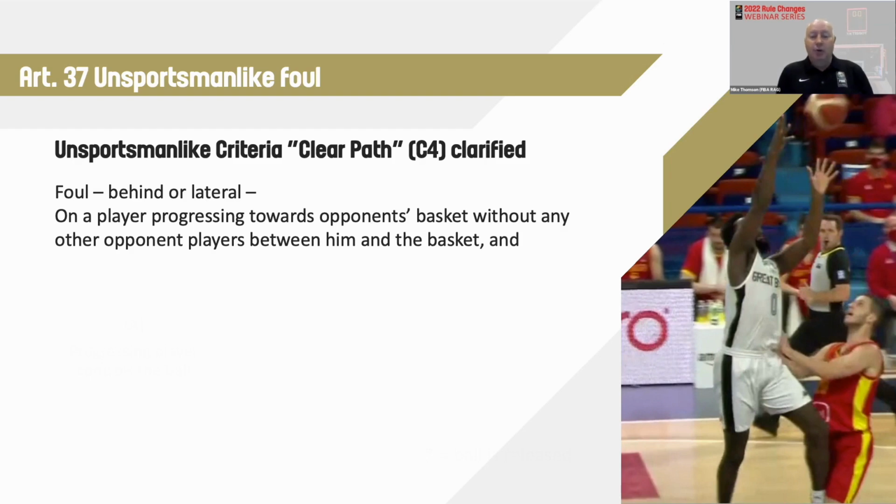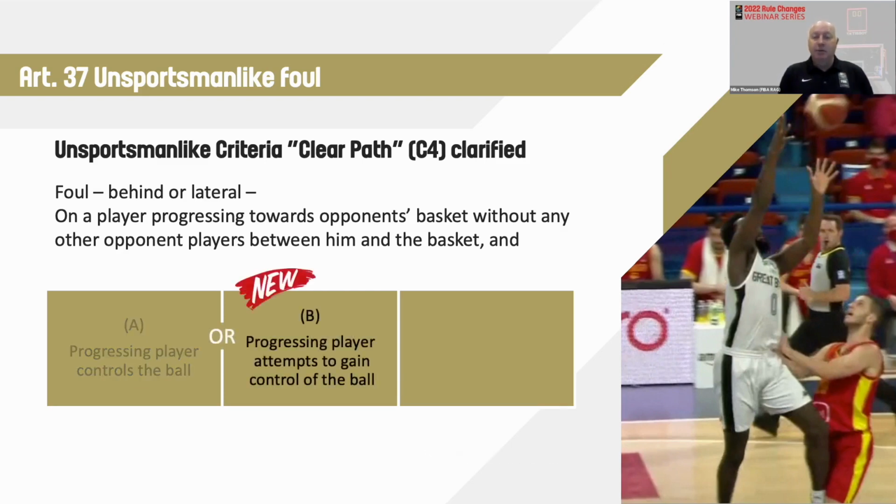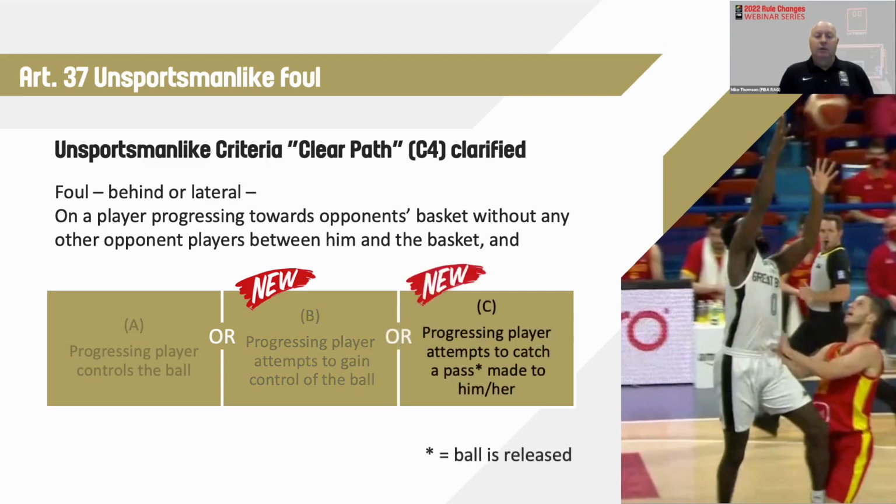We still have our primary criteria, being that the foul must be from behind or lateral. The foul must be on a player progressing towards the opponent's basket without any other opponent players between the progressing player and the basket. But we identify that there are 3 potential situations. The progressing player may be in control of the ball. The progressing player may be attempting to gain control of a ball that may be loose and rolling on the floor, or the progressing player may be attempting to catch a pass that is made to him or her from behind. And the key here is for this third criteria to apply, the ball must have been released on the pass.